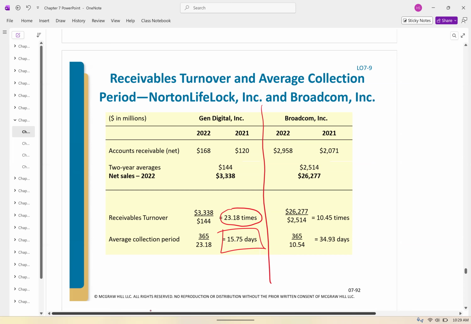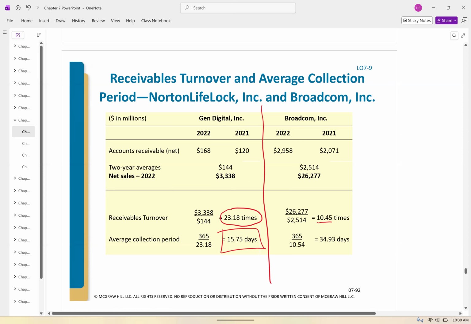And the first one shows us that we're only collecting it 10.45 times a year. If you think about there being 12 months in a year, that looks like around every 11 months, we're collecting a year's worth of receivables. Okay, so that's kind of what that means, but this is the real number. It tells us on average, our receivables are staying with us. We're not collecting them for like 35 days, every 35 days.